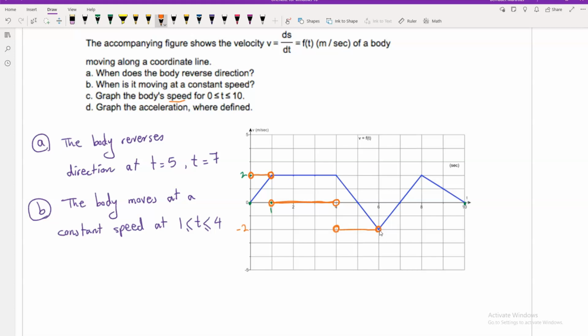And now from when t is equal to 6 up to t equal to 8, this part increases. So for t equal to 6, we have this open circle right here on top. The other one is here, an open circle when t is equal to 8. Now connect these two.